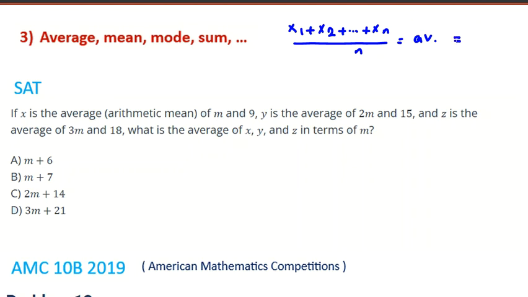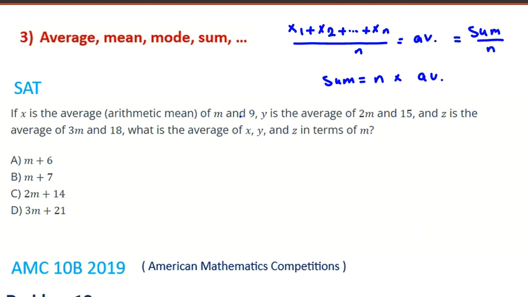So it will be what? x1 to xn, the sum over n if you have n variables. So the sum equals n times the average. It is so important. Now let's see. It says x is the average of m and 9, so we have two values.